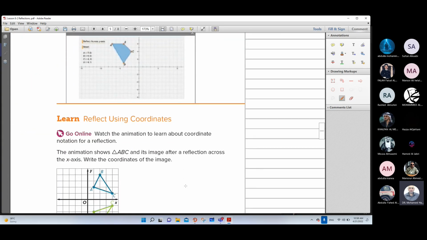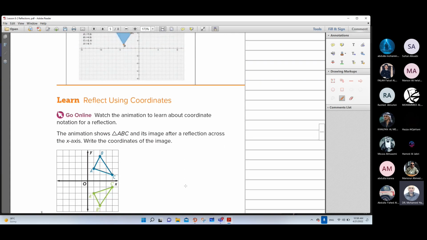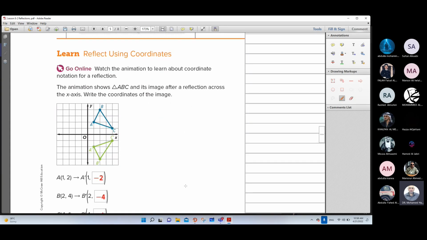So, reflect using coordinates. The animation shows triangle ABC. This is the pre-image. And this is its image, after a reflection across the x-axis. This is the line of reflection. Write the coordinates of the image.